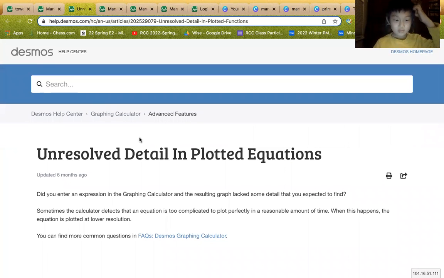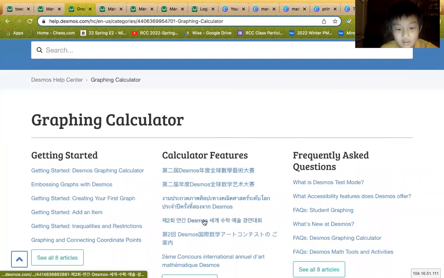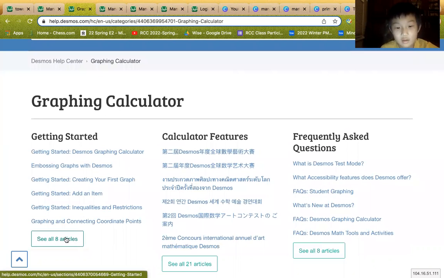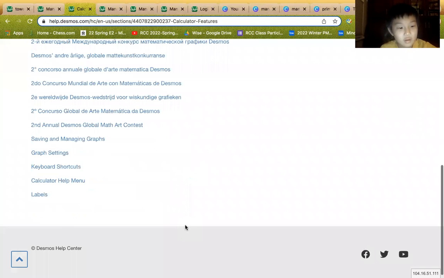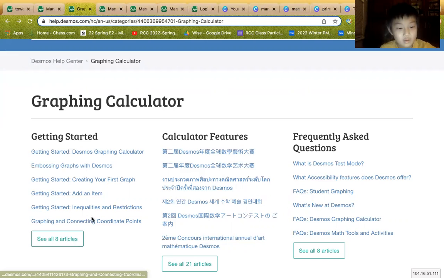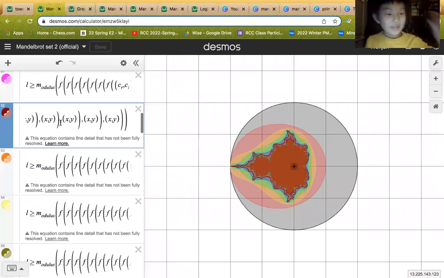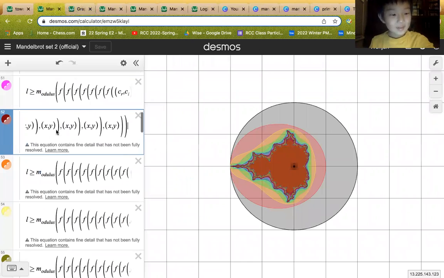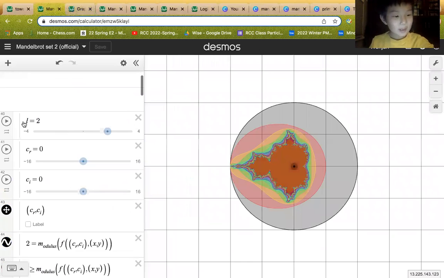Now you know what resolution means. The equation is plotted at a lower resolution. Wait, why are there all a different language? Yeah, they're pretty cool. They let you see all of the stuff that you need, but you still haven't answered my question. Why am I talking to you about resolution?